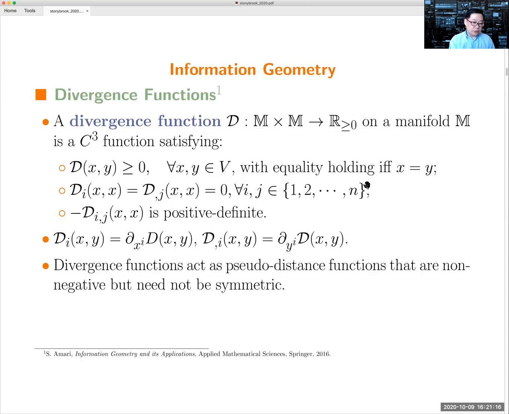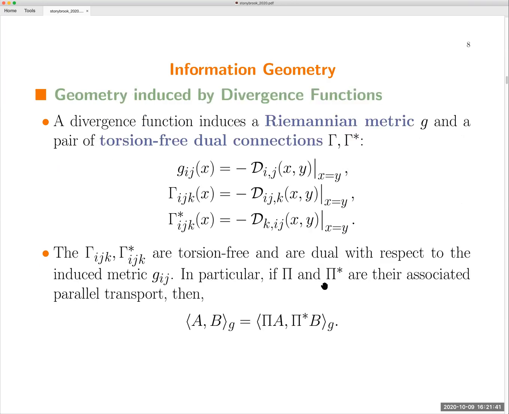Okay, so this is a review about divergence functions. It's a map from two copies of the information manifold to the non-negative reals, and it's sufficiently differentiable, and it satisfies a bunch of properties which I won't go too much into. Again, divergence functions act as pseudo-distance functions in the sense that they're non-negative, but they don't need to be symmetric. Given one of these divergence functions, you can of course compute a Riemannian metric associated with this, as well as a pair of torsion-free dual connections.